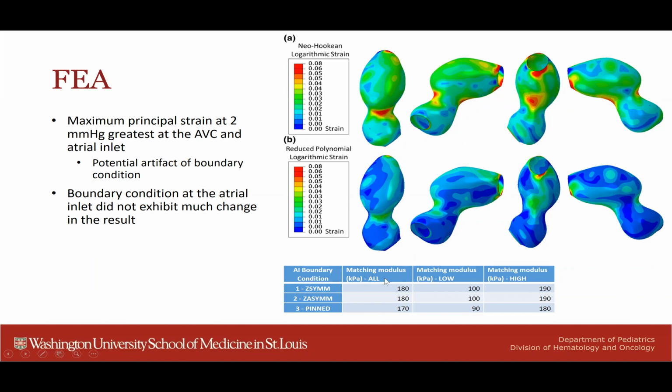We did vary the boundary conditions because we had no idea what the actual boundary conditions are for this early heart. So we tried some very symmetric boundary conditions. We tried pinning the atrial inlet. In all cases, we kept the outflow tract of the ventricle fixed, but we were mostly interested in how things varied on the atrial side.